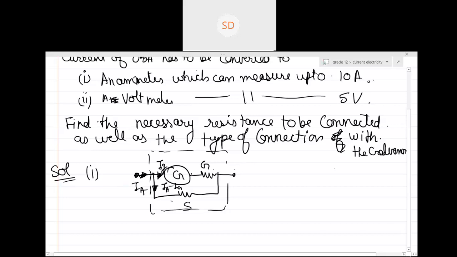Then after that, what will happen? So simple, since they are connected in parallel, what will we do? We'll equate the potential. So basically, Ig multiplied by G should be equal to (Ia minus Ig) multiplied by S.